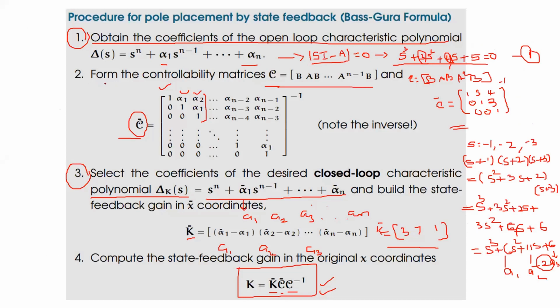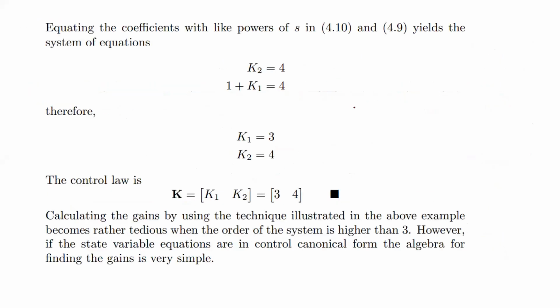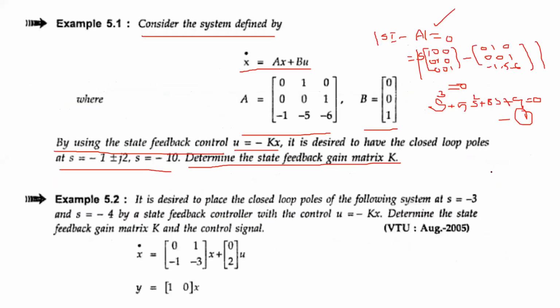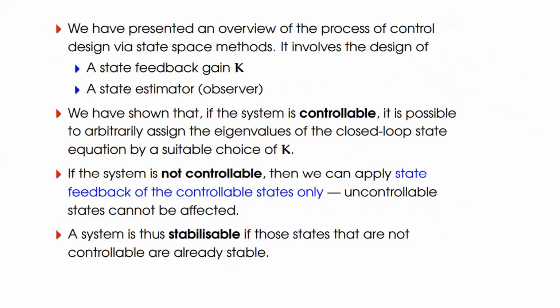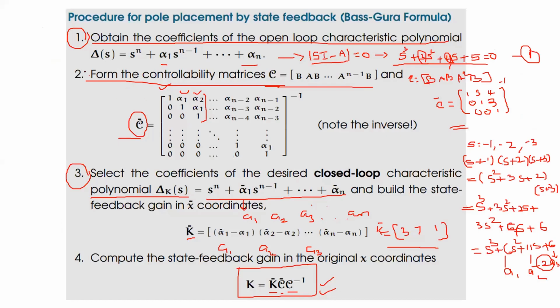In this method, from the controllability matrix, we have to find the matrix E. It is a third order system. Therefore, the matrix E should have only 3 elements. That is, the first column is B. The next column would be A into B. The next column would be A squared into B. This is E. We already know the matrix A and matrix B. Therefore, it is very easy to find the second point also.